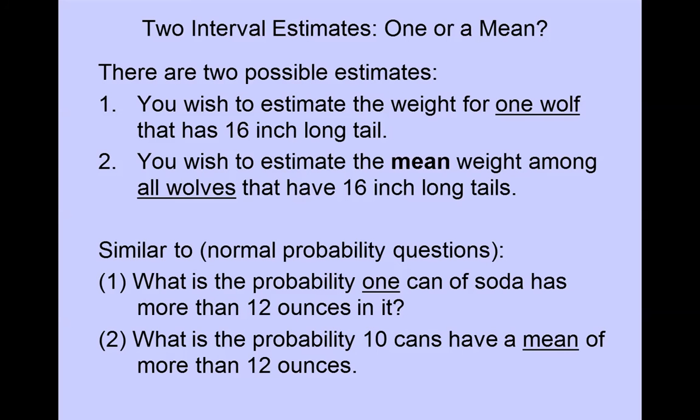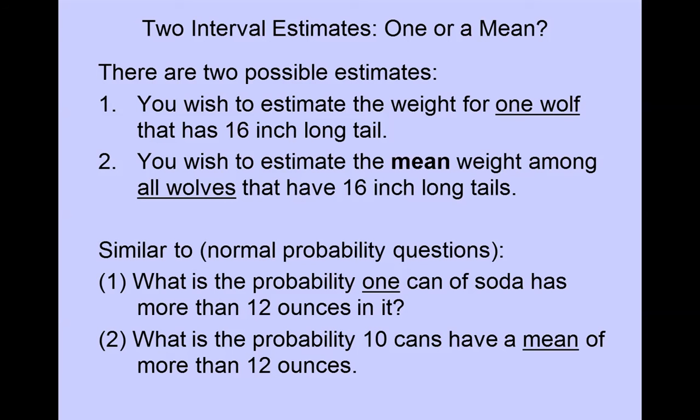So let's think about the two possible estimates. We could be wanting an estimate for the weight of a single wolf that has a 16-inch long tail. In that case, we're estimating for one animal how much it would weigh if it has a 16-inch long tail. The other estimate would be to consider all of the wolves that have 16-inch long tails. What would the mean weight of all those animals be?